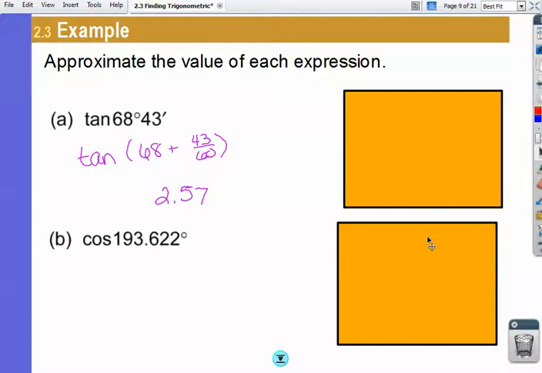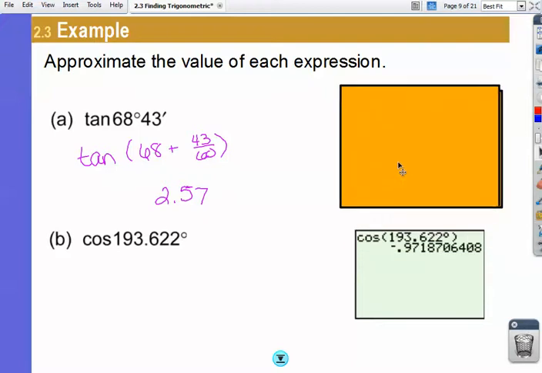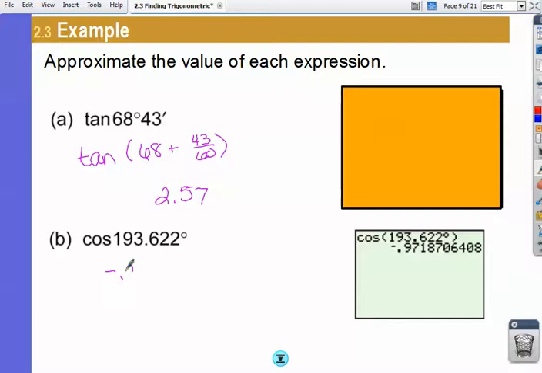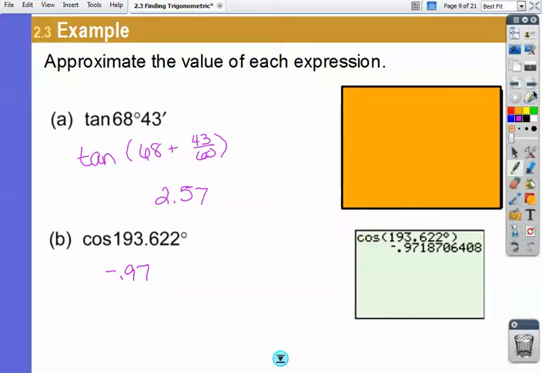And then everybody go ahead and do B, cosine of 193.622. What do we get? 0.97. Okay. So far, so good? Alright. I haven't really specified how many decimal places I want you to give me. I will usually tell you, give me 4 decimal places or 2 or whatever. So I'll specify. If I don't, then at least 2, if not more.